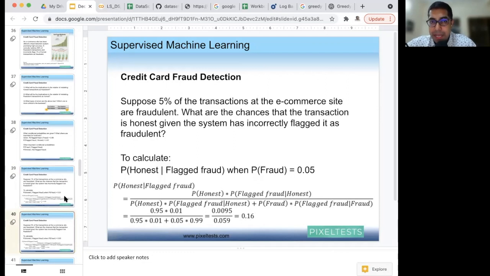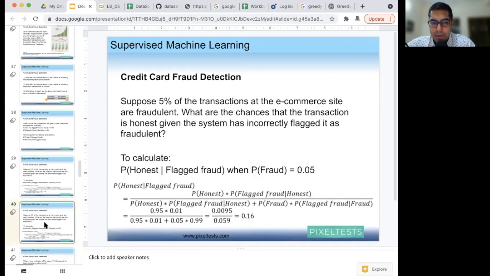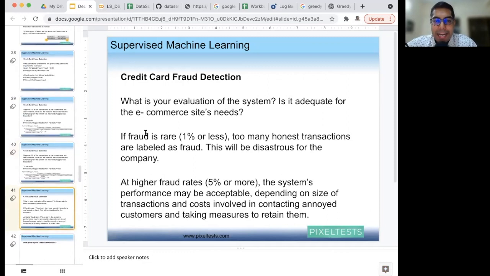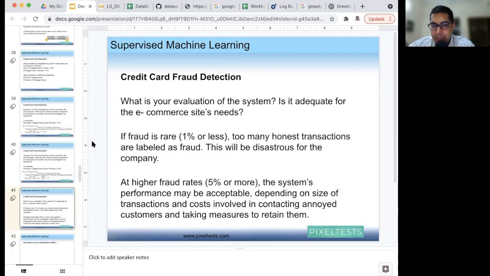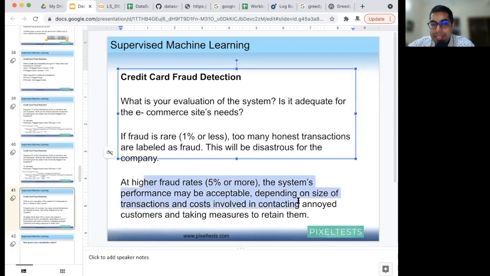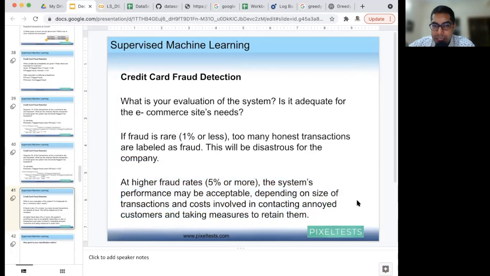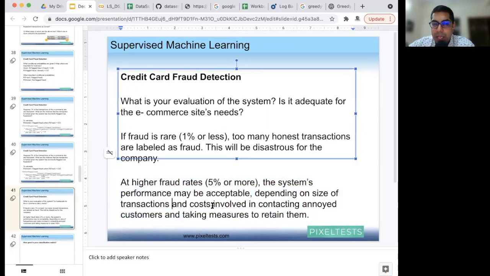Now, what does that mean? By increasing fivefold the chances of a fraudulent transaction, my honest given flagged fraud changed drastically, by more than 34%, right? So just pay attention to this. The takeaway you need to have is which of these numbers is important. If fraud is rare, too many honest transactions are labeled as fraud. This will be disastrous for the company. At higher fraud rates, the system's performance may be acceptable depending on the size of the transaction and the cost involved in contacting annoyed customers and taking the measures.